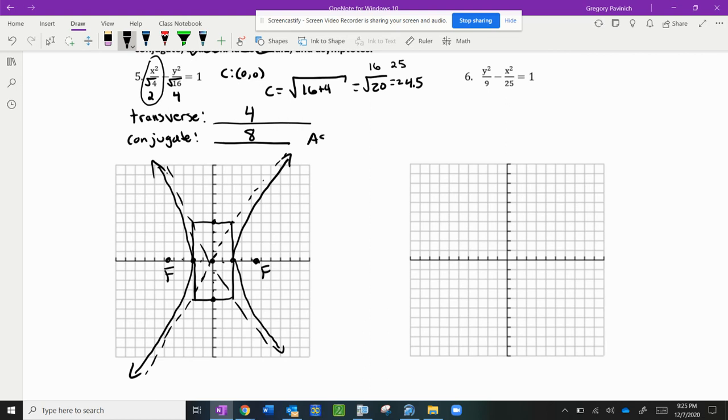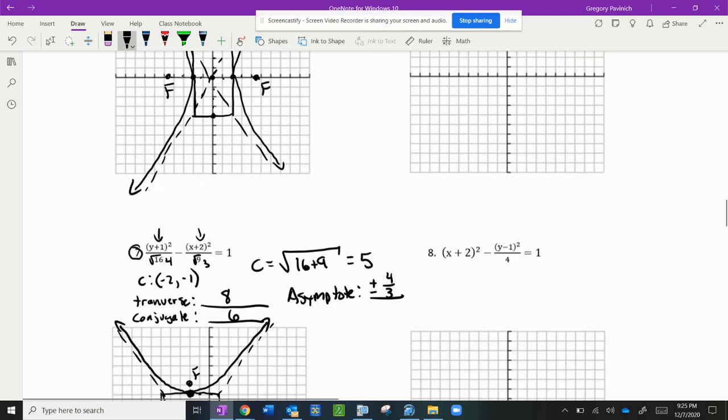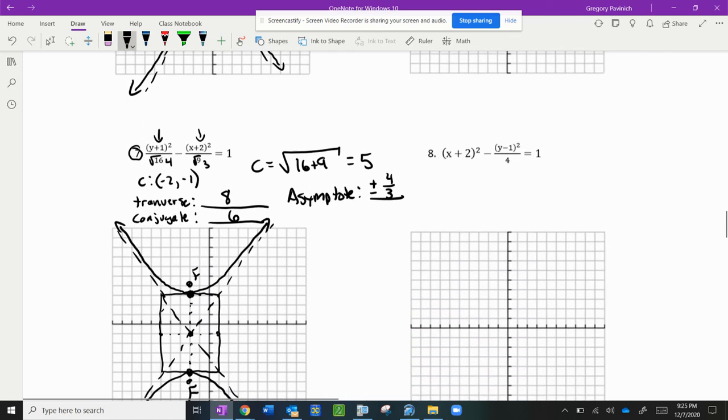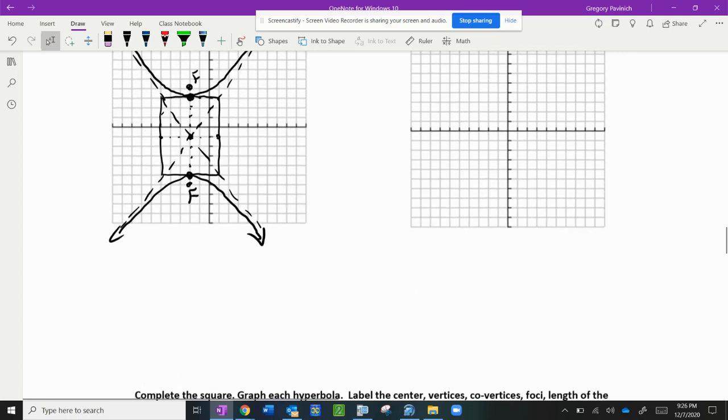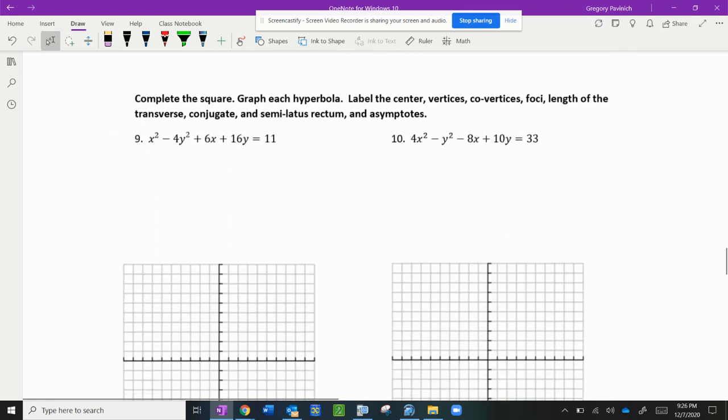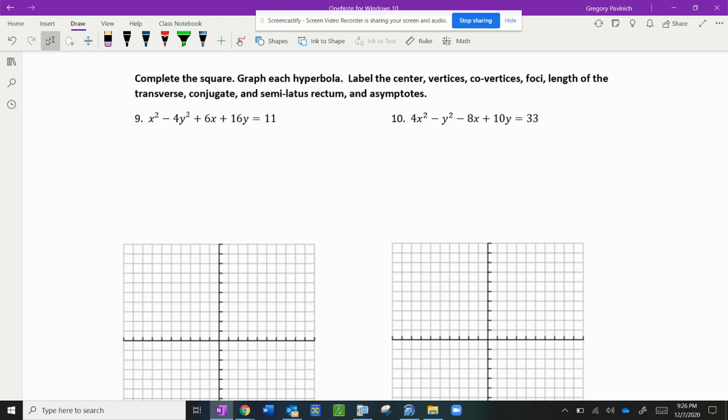So my asymptotes, its slope would be up 4 over 2, which would be plus or minus 2. Okay. So again, pretty easy on graphing. Very similar to an ellipse. Just don't get them confused. That's why practice is very helpful.